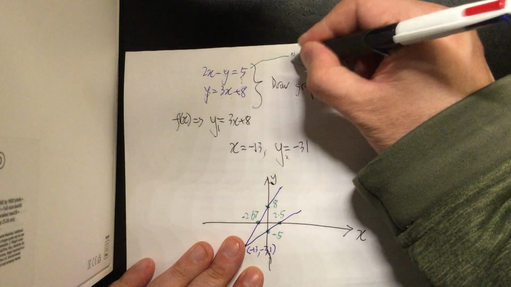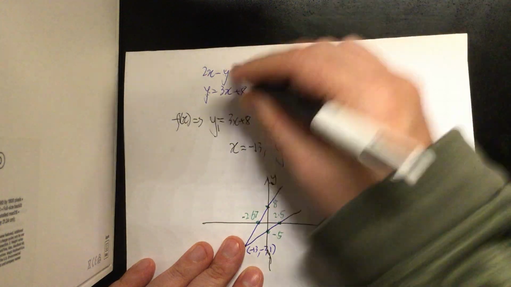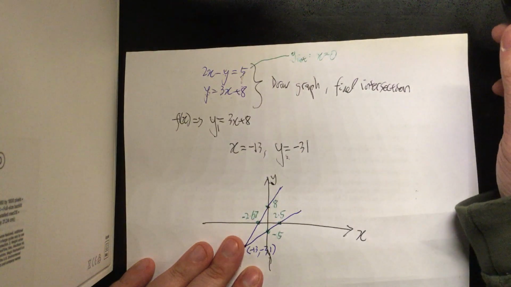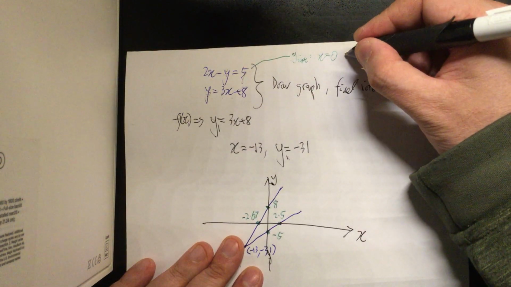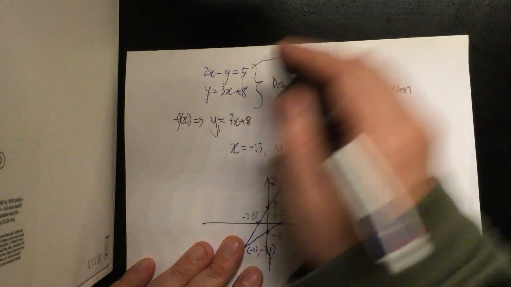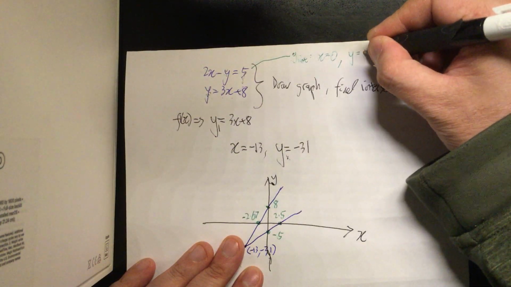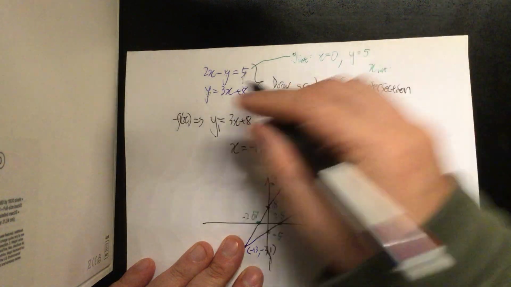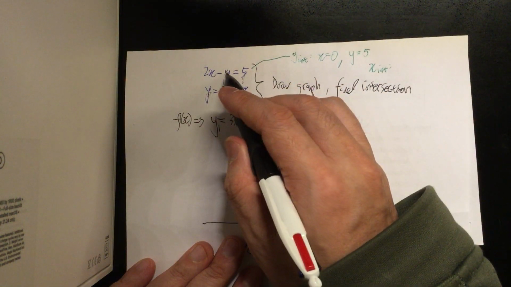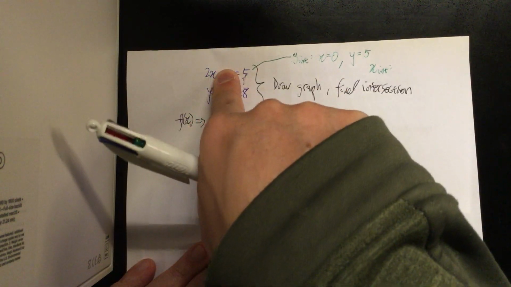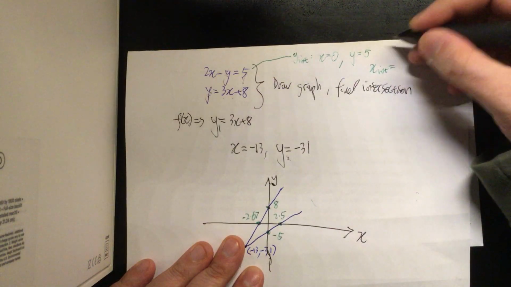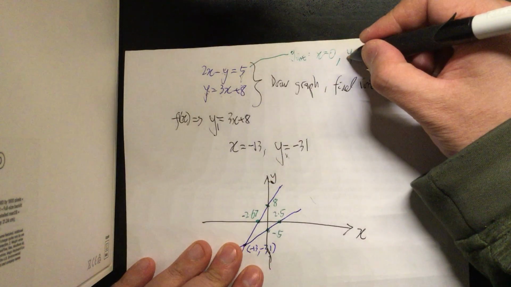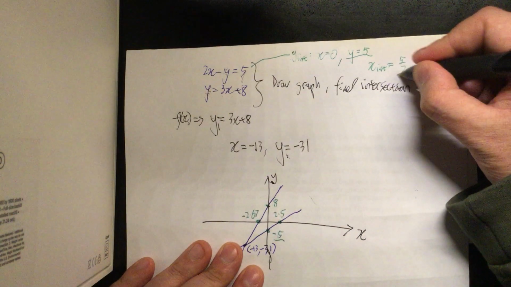So for this one here, y-intercept: x equals 0. Well, if x equals 0, then negative y equals 5, so y equals negative 5. Okay? Well, what about the x-intercept? X-intercept, y equals 0. If y equals 0, well, 2x equals 5. X equals 5 over 2. That's exactly what we got here. Look at this. Boom, boom, 5 over 2.